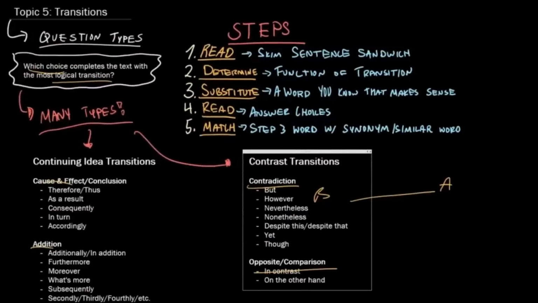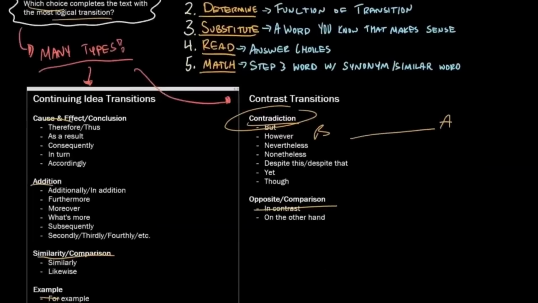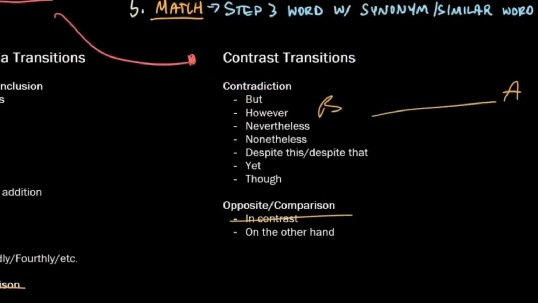Okay, now that you know which of these is the correct thing, you're going to substitute a word that you know makes sense. So let's say that you're thinking of a contradiction and you know the word but, or you know the word however. And you're not really thinking about these words like nevertheless, nonetheless, that people don't really use as often. You're going to just put this in the blank as but. So just like pretend that the word is but, and then go look at the answer choices and find the word that's most similar to but.